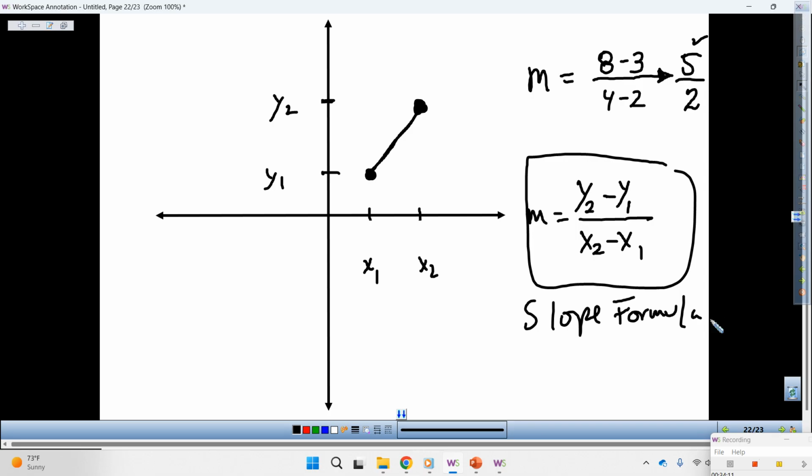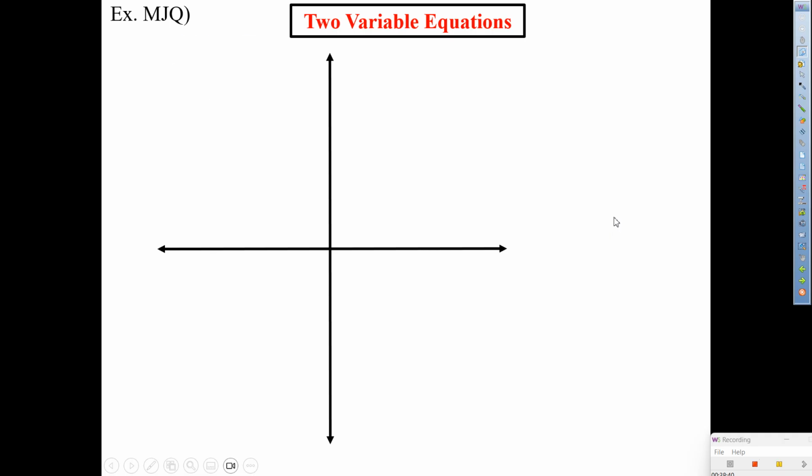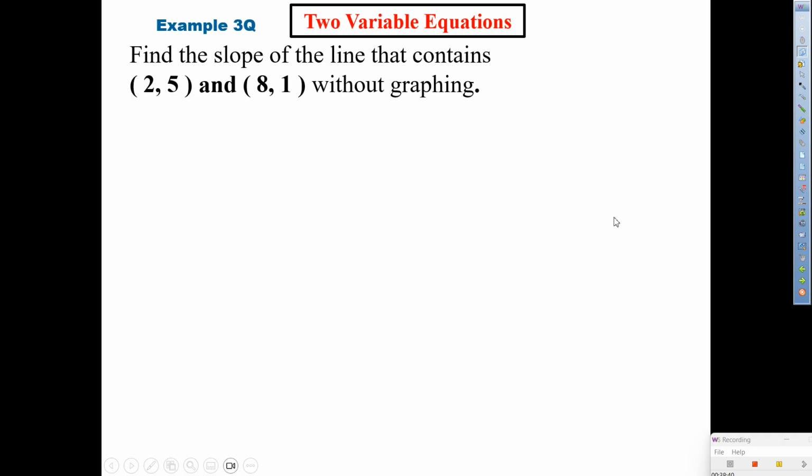Is it coming back? Yes? Hopefully your teacher approached it like that, showed you how to find the formula that way, which takes us to tonight's homework. Copy this. Example 3Q. Find the slope of the line containing (2, 5) and (8, 1). So write (2, 5) and (8, 1). And it says without graphing.